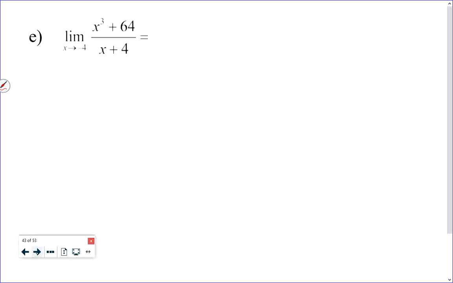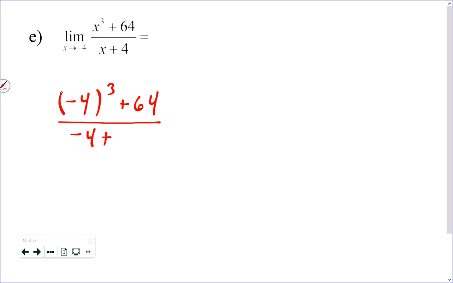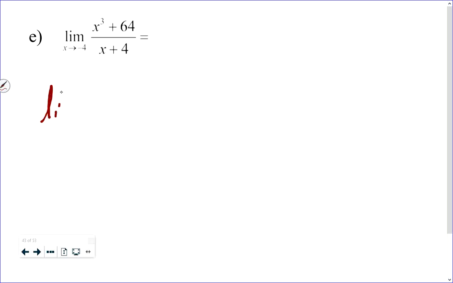You can see quite clearly that if you put negative 4 in, you're going to get negative 64 plus 64 on the top, and negative 4 plus 4 on the bottom. You're going to get 0 over 0. So that's a dead end. We're going to work on eliminating the factors that are troublesome.